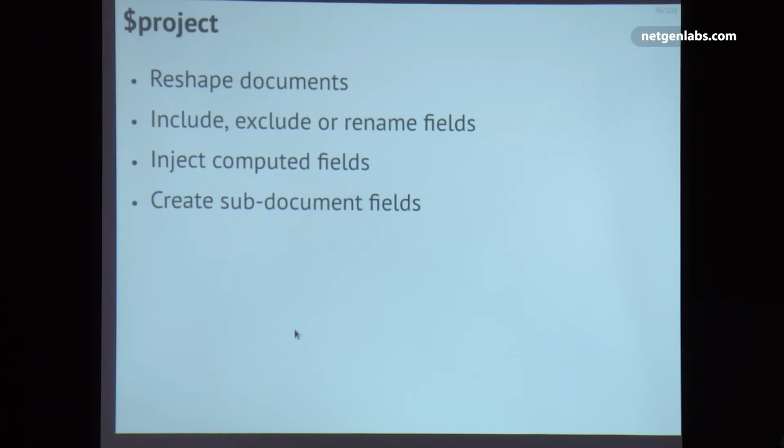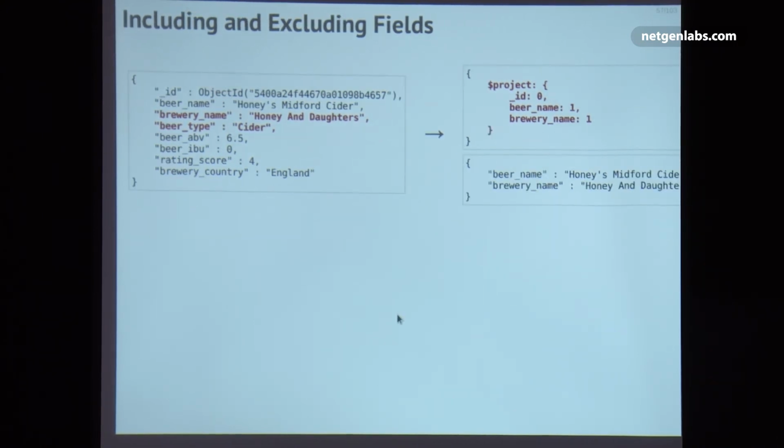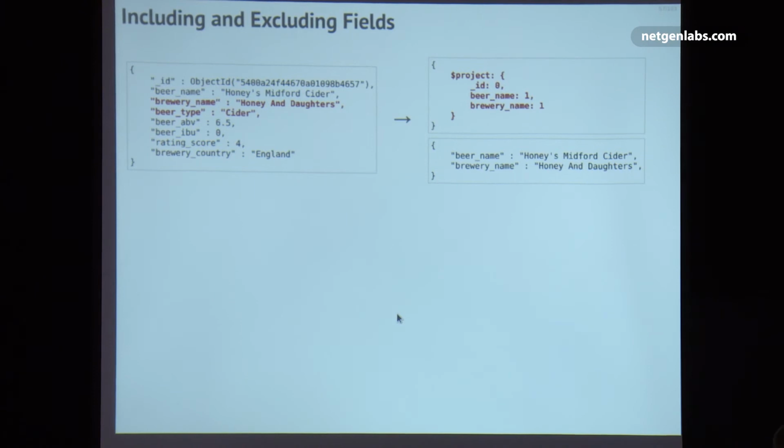So project allows you to reshape documents. You can include or exclude or rename fields. You can inject computed fields. You can create sub-document fields and things like that. It is a reshaping operation. This doesn't fit on my slides. It fit earlier. Luckily, I can zoom in and out.